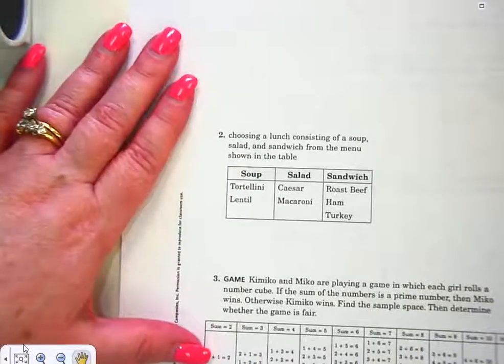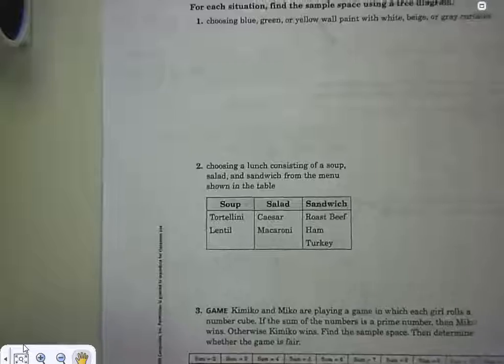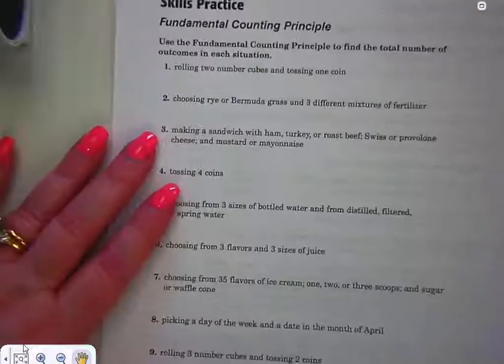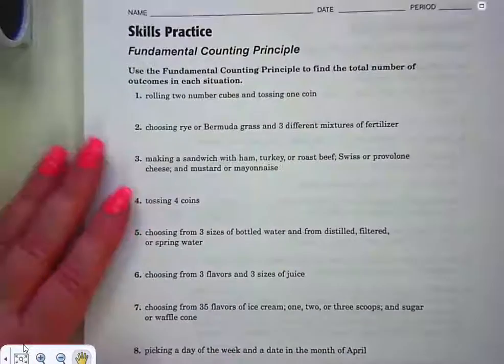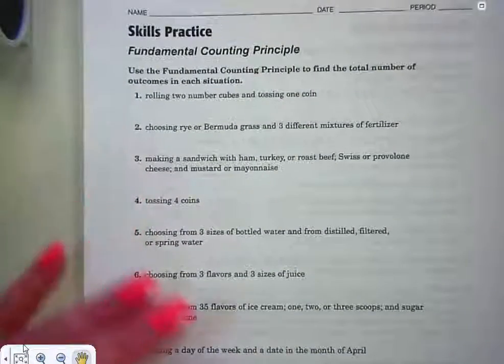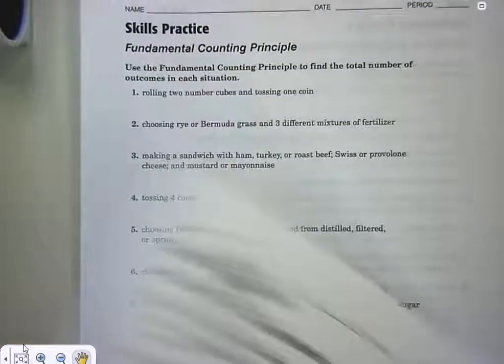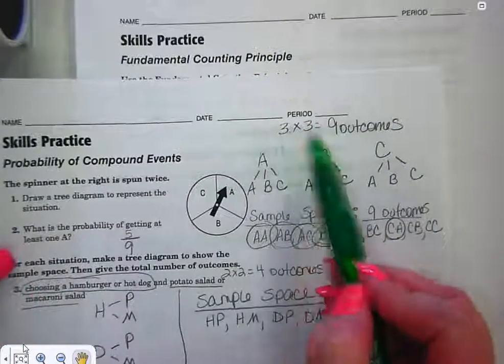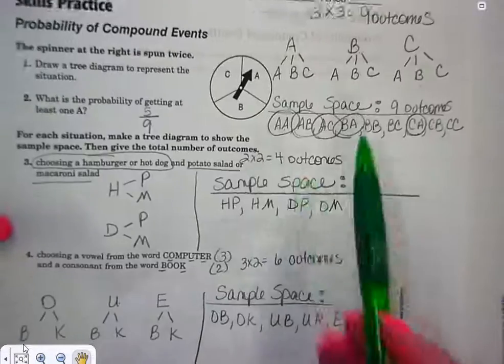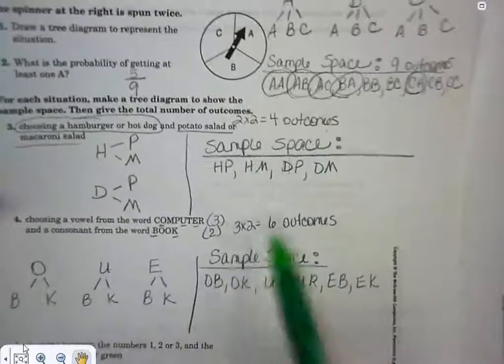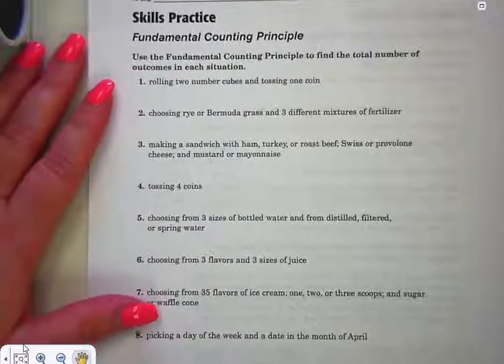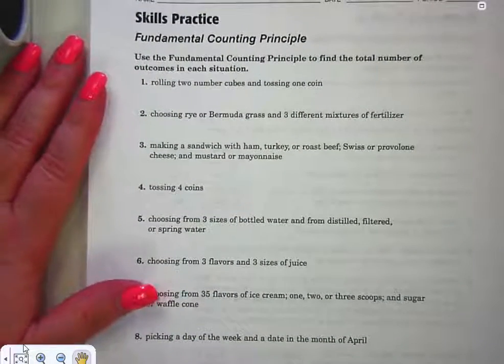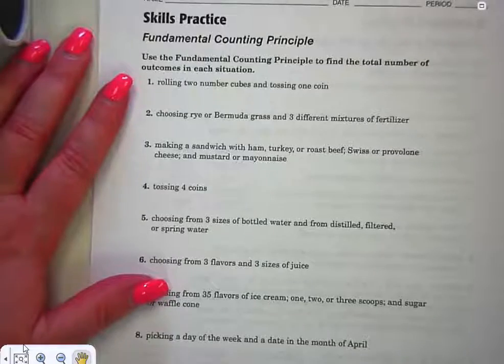And what you don't finish will be homework, but we need to look at today's skills practice. This was from Friday. We need to look at today's. And this is just on the fundamental counting principle, which is what we've been doing here. 3 times 3 was 9. 2 times 2 was 4. 3 times 2 was 6. So all we're doing is using that fundamental counting principle to find the number of outcomes.